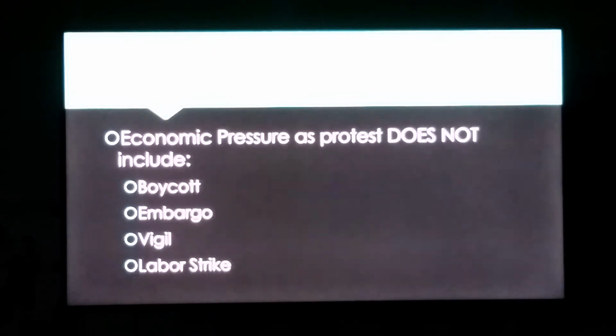So, economic pressure as protest does not include which of these? Okay, it does not include. Is it A, a boycott, B, an embargo, C, a vigil, or D, a labor strike?